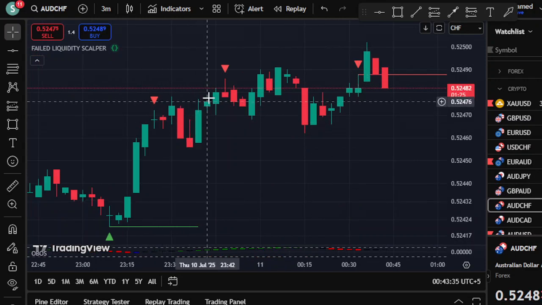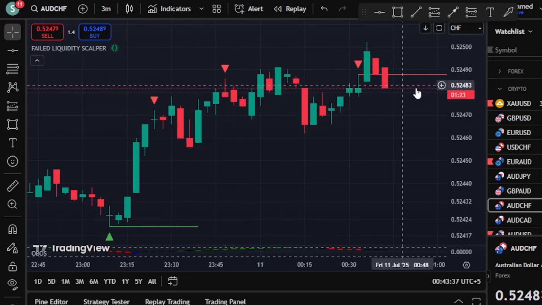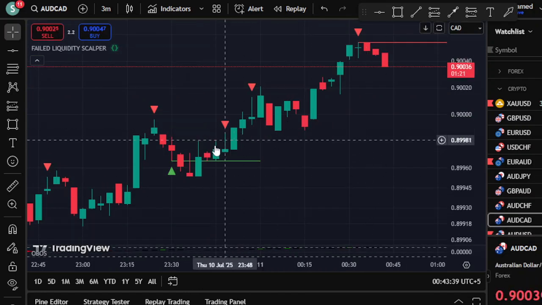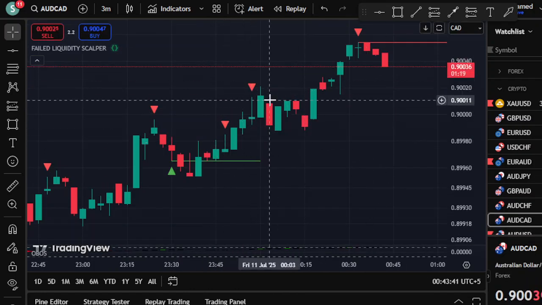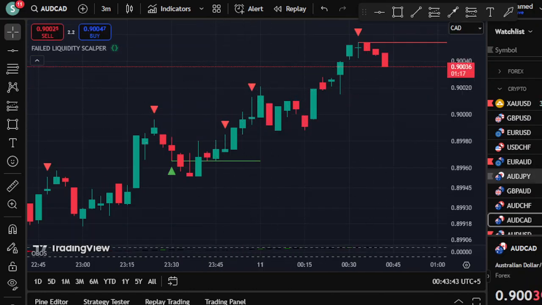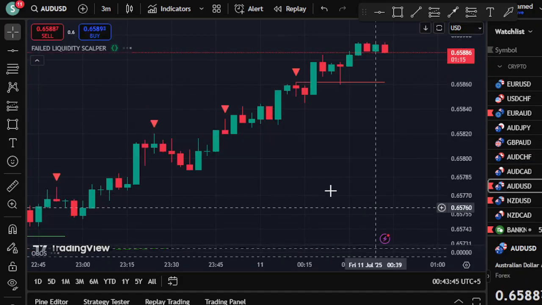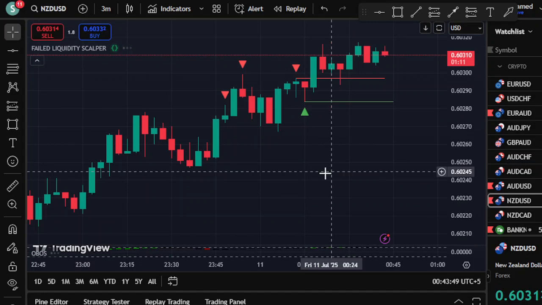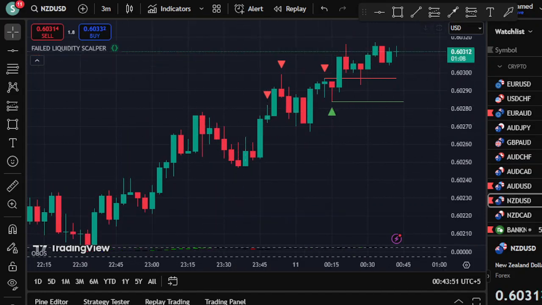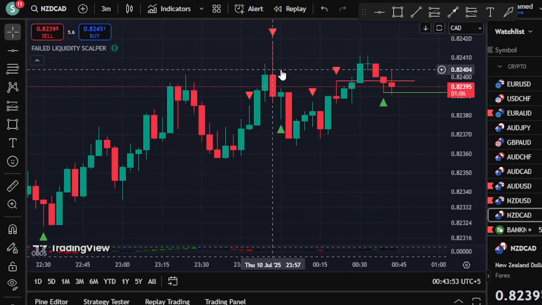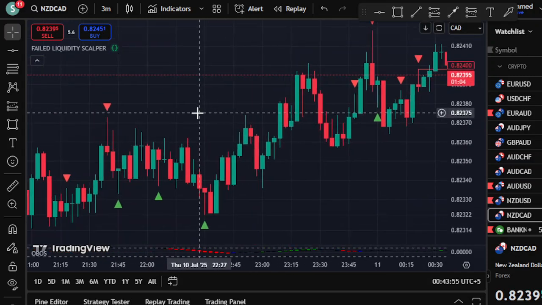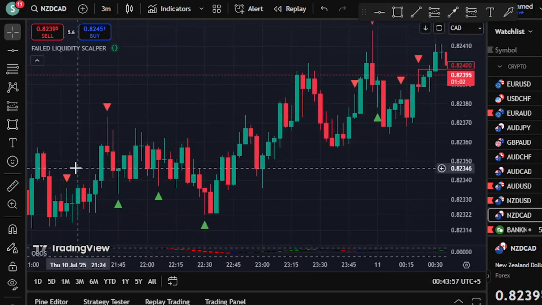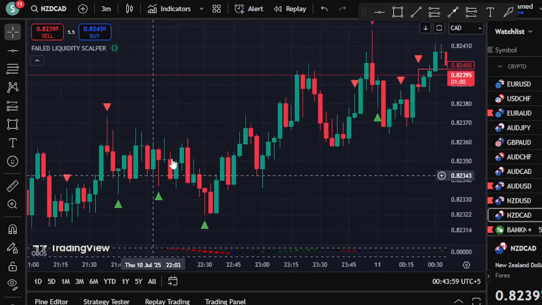Look at this AUDCHF, it was breaking above, so the price is bullish. Okay, AUD CAD, it was breaking highs and above the red arrows, so the price was bullish. Look at Australian dollar USD, it was bullish. Go to NZD USD, it was bullish. NZD CAD, okay, this is the consolidation time. Normally the highs are not broken, just on that candle the high was broken, so it was bullish.